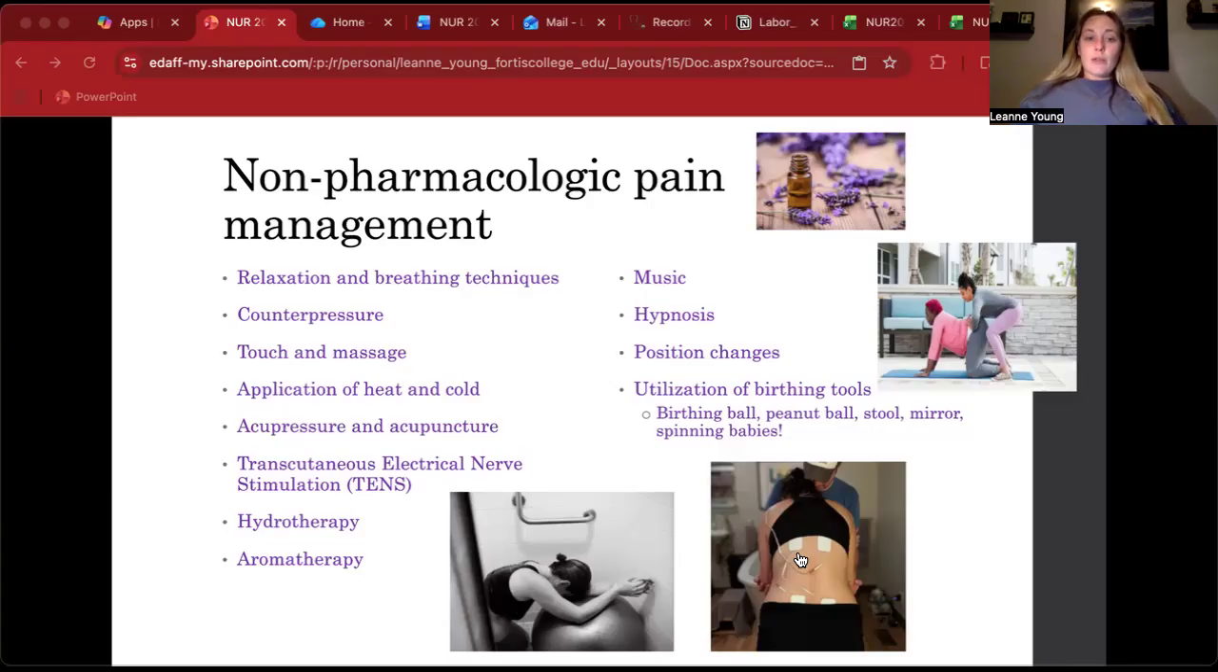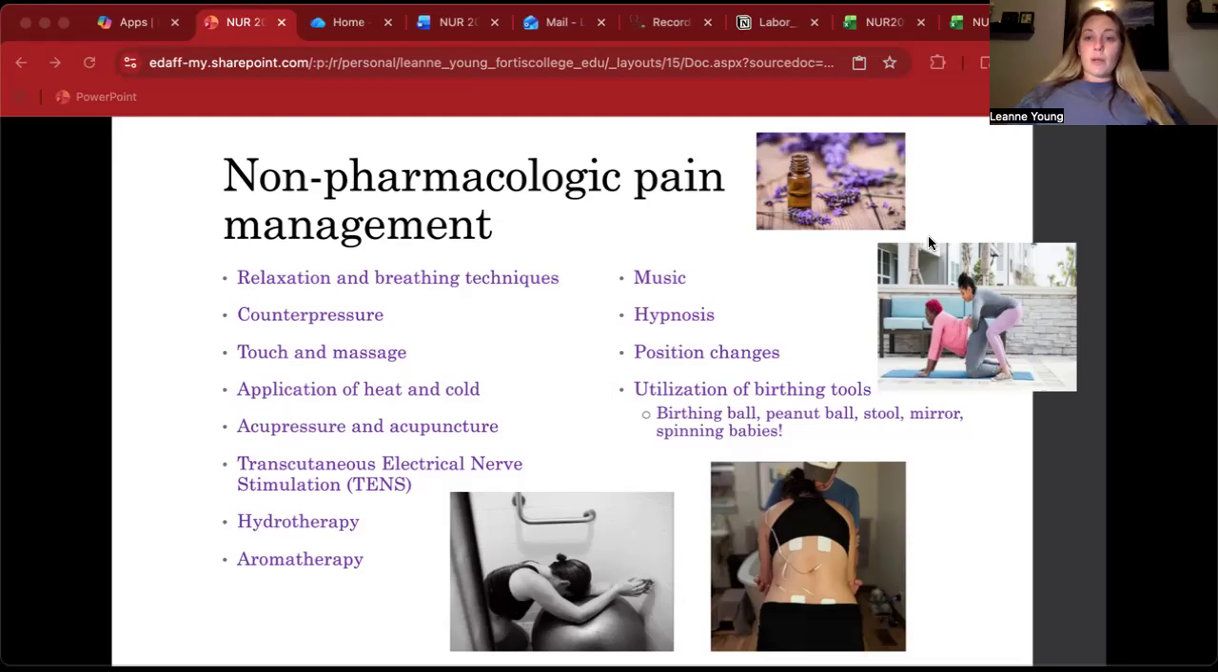Hydrotherapy, getting in the water, getting in the shower, having a tub delivery, all of those things. Hydrotherapy is very effective and it's also becoming much more popular. Aromatherapy would refer to essential oil use. That can be very calming and stress reducing for women. And oftentimes, if we reduce stress, if we reduce anxiety, we reduce pain.